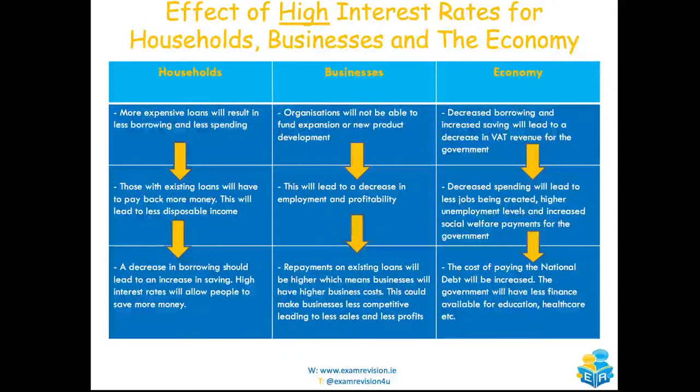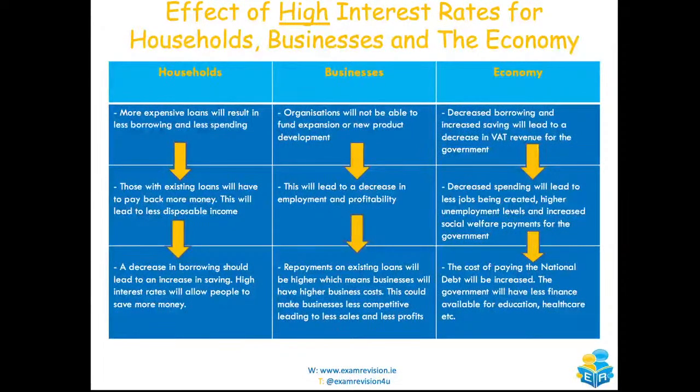So in the previous one, we said that if there's low interest rates, people could run up big debts, but if there's high interest rates, that's going to discourage people from borrowing. So the chances are they might save more money, which obviously can be a benefit.